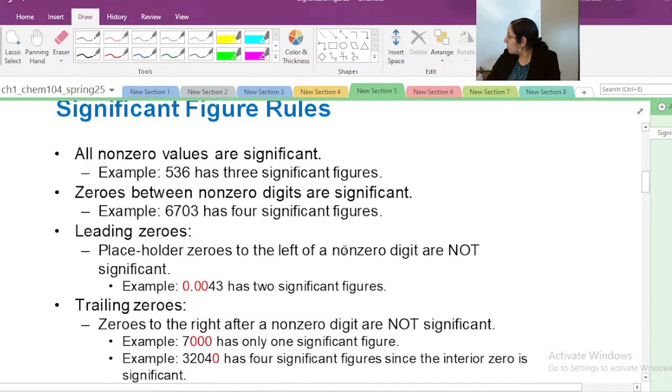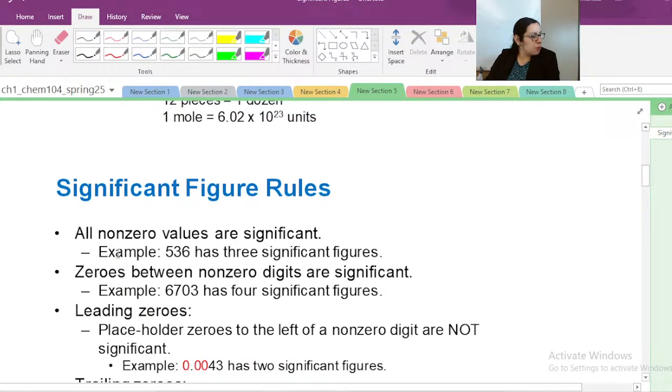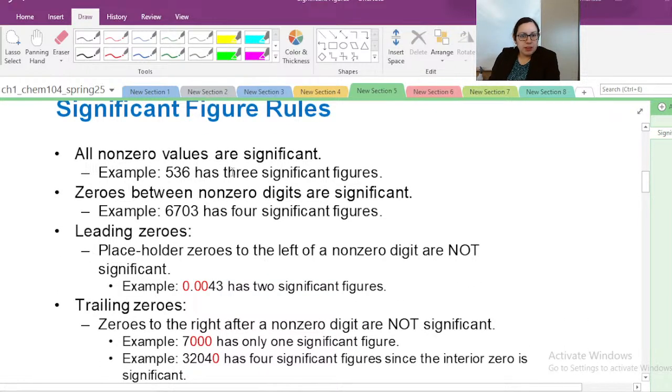They have an infinite number of sig figs. And so then let's go through these rules formally, because we also have to write our answer accurately and reflect, again, the sig figs. The first statement is pretty straightforward. All non-zero values are significant. Well, that makes sense. So here we have 536, 3 digits, 3 sig figs.